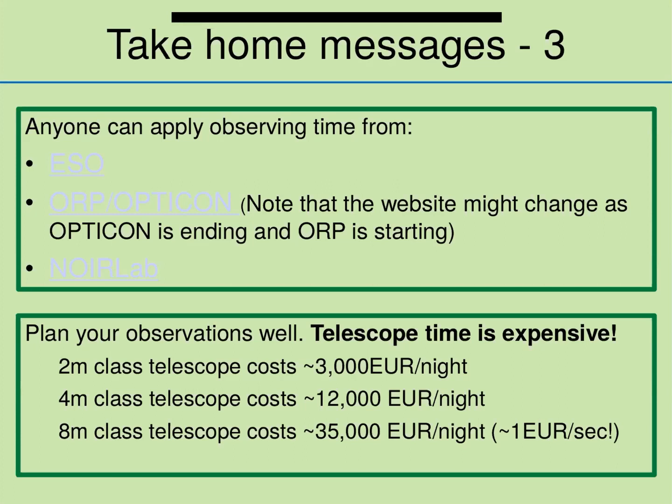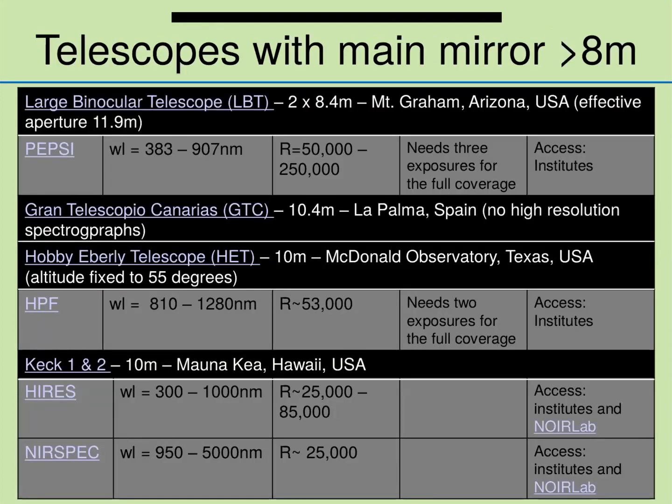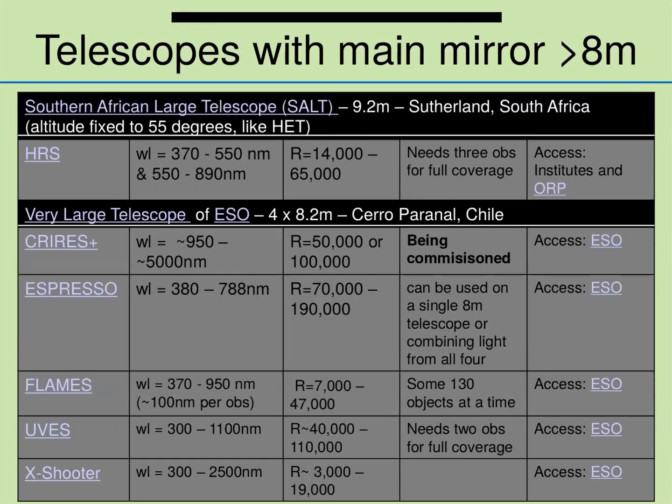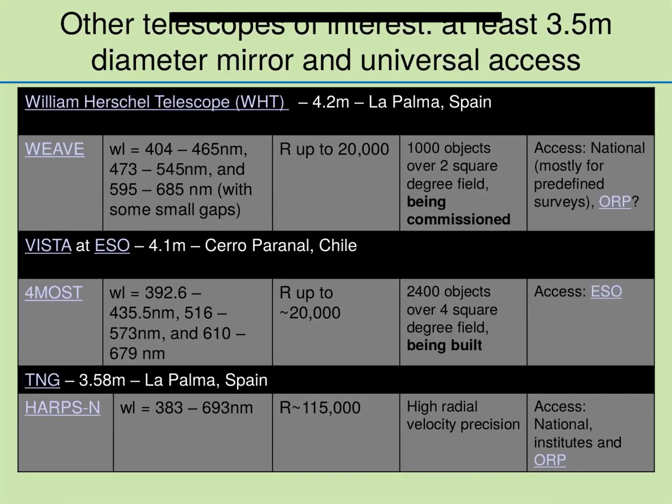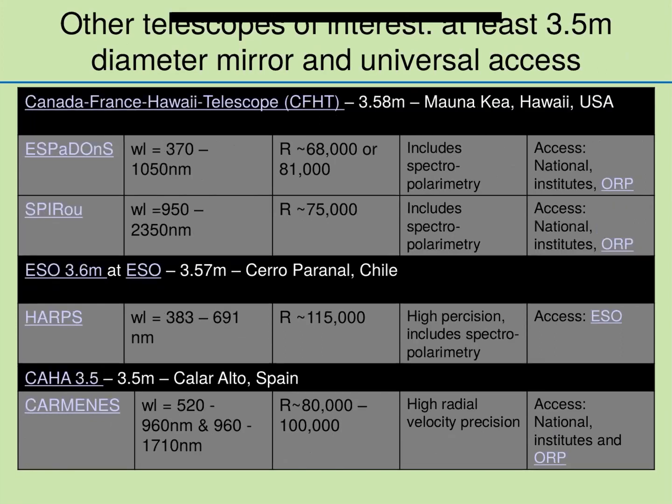So that was all I wanted to say. In the end, there are some slides where I have collected information on telescopes and instruments. When you get these slides, there are clickable links, and you can have a look at them. I have collected information on the largest telescopes, with mirrors larger than 8 meters, what high resolution instruments they have, and what kind of access you have for them. Here you see the high resolution spectrographs we have on Cerro Paranal in Chile at ESO, and I also have 2 slides on other telescopes of interest, some that have at least 3.5-meter mirrors and universal access. I'm not going to go through these, but they are for you.